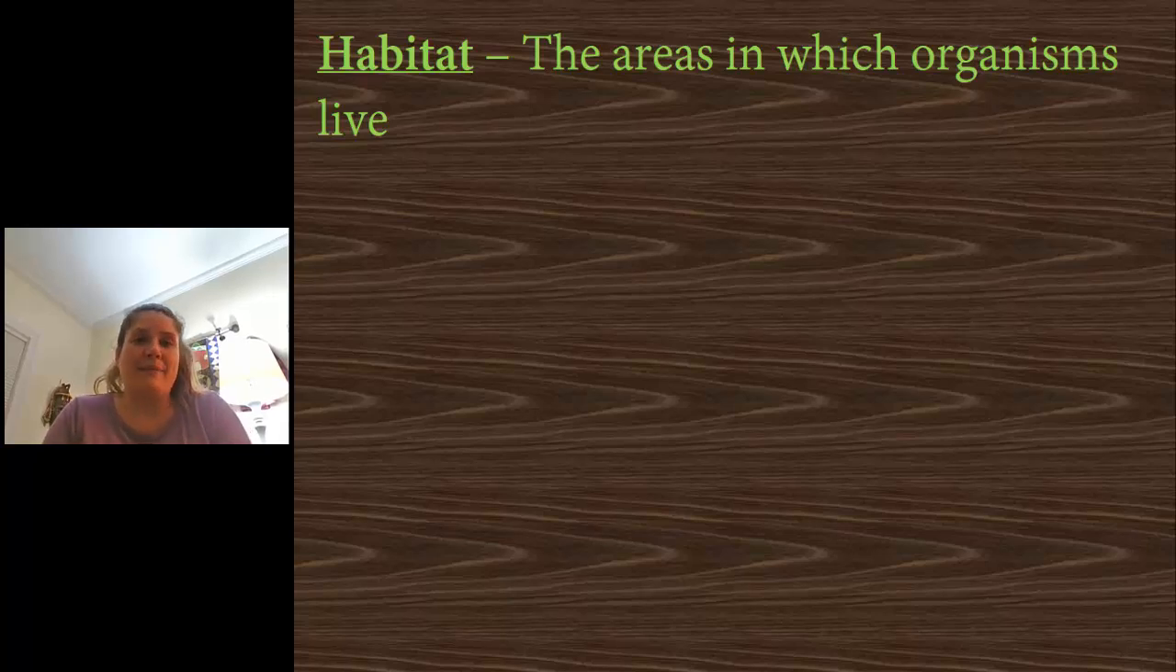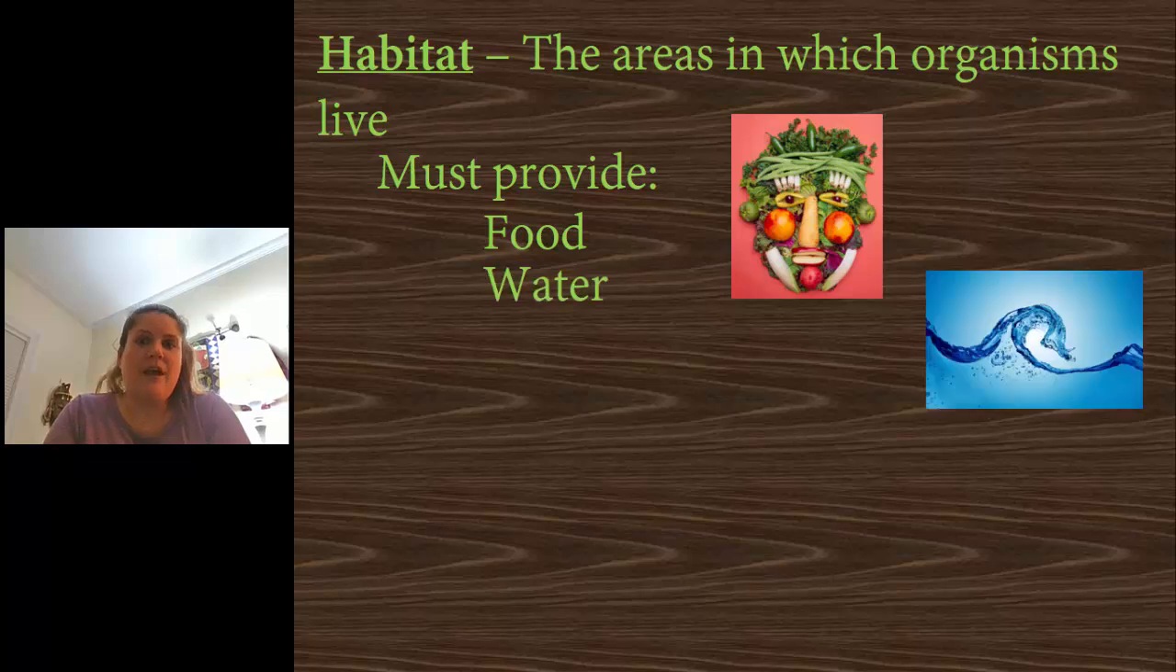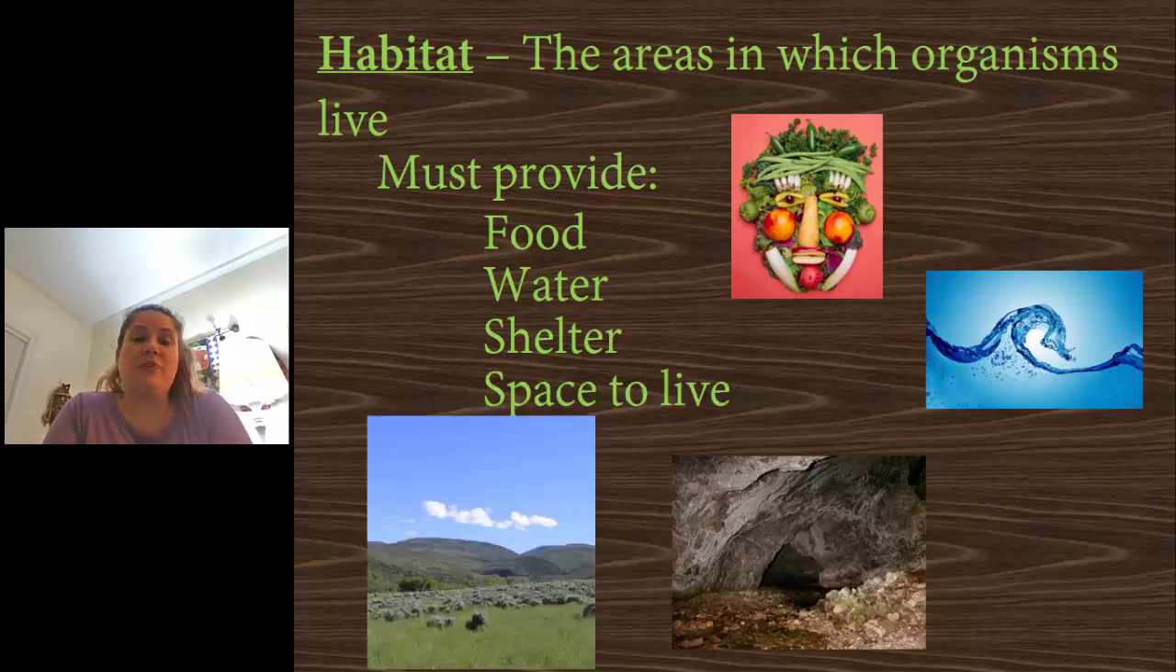Okay, so habitat. A habitat is just really easy. It's the area in which an organism lives, okay? So it's just the place where something lives. Habitat needs to provide a few things. It's got to provide food. It's got to provide water. It needs to provide shelter. And it has to provide enough space to live. So this is important. In order for organisms to survive, their habitat has to give them food, water, shelter, and enough space for them to live.